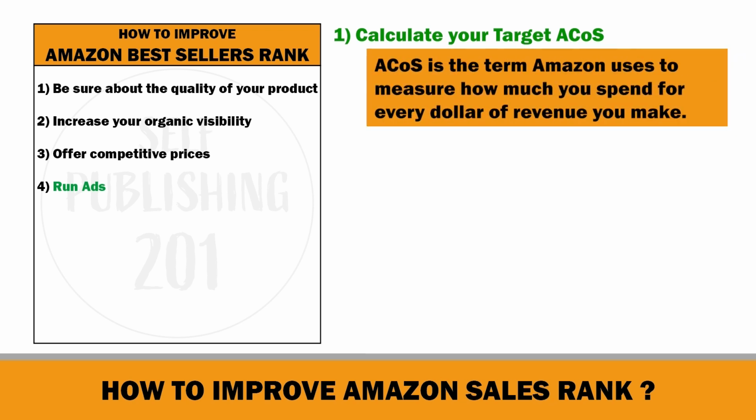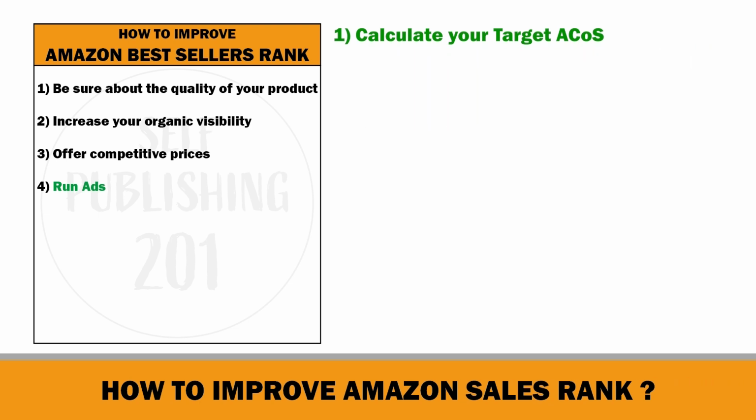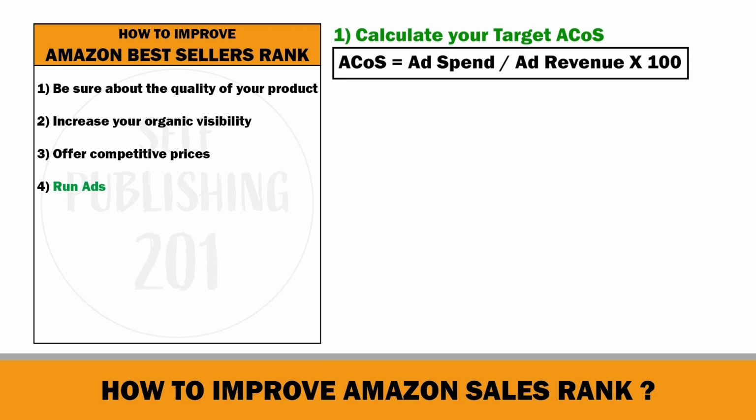ACoS is the term Amazon uses to measure how much you spend for every dollar of revenue you make. You can calculate ACoS by dividing ad spend over ad revenue and multiplying the result by 100. Defining the ACoS break-even point is very important to control your advertisement's performance. The ACoS break-even point will be equal to the product's profit margin.